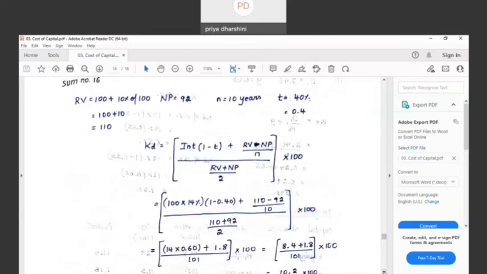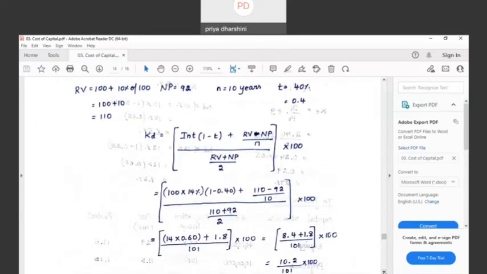Now come to exercise sum number 2. Calculate the approximate cost of company's debenture capital when it decides to issue 10,000 numbers of 14% non-convertible debentures, each of face value rupees 100. The debentures are redeemable at a premium of 10% after 10 years.